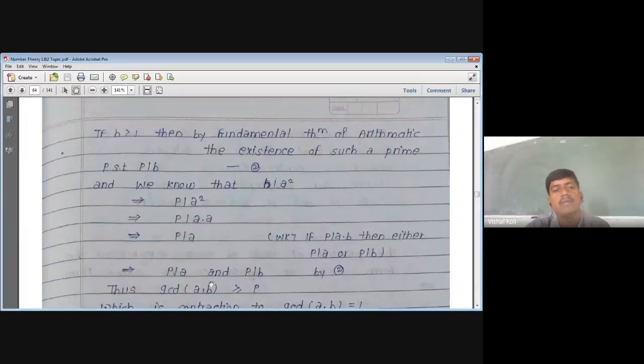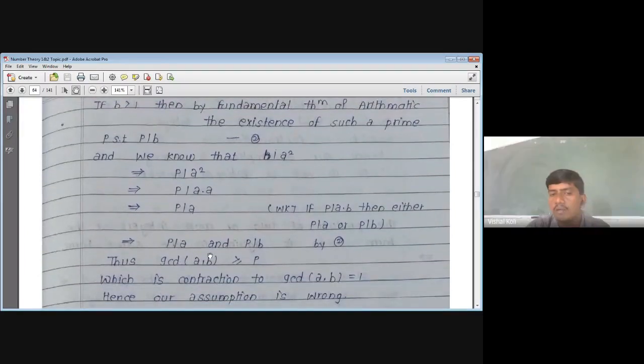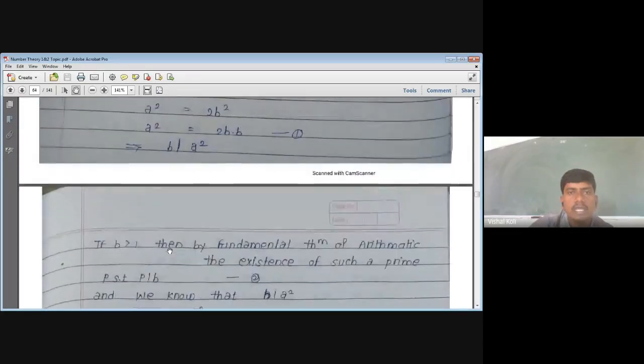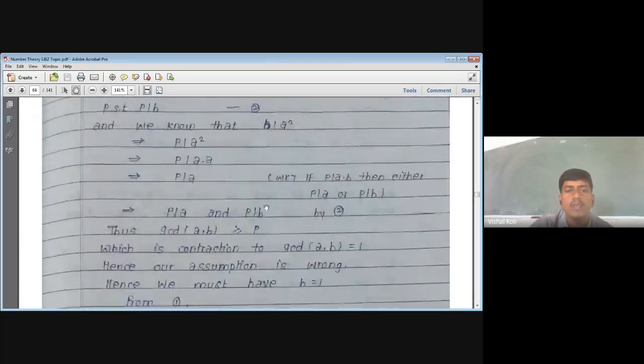If p is the greatest one, then GCD of a and b will be equal to p, but here we don't know whether this p is the greatest divisor or not. Therefore we conclude the GCD must be greater than or equal to p, since p is a common divisor of both a and b. But as root 2 is a rational number, it can be expressed in the form a by b, where b is not equal to 0 and GCD of a and b is equal to 1. But here GCD of a and b is greater than or equal to p, and p is a prime number, so p must be greater than 1, while we already know that the GCD is equal to 1.